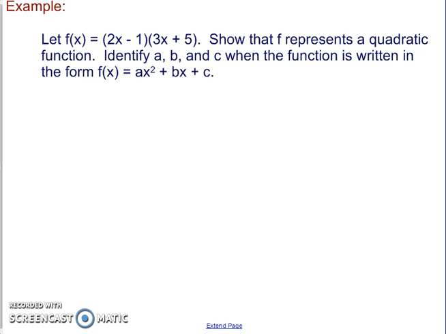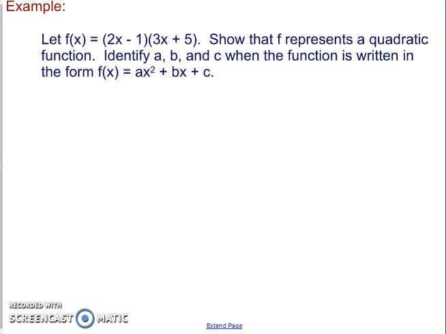So here we have two binomials. We have 2x minus 1 and 3x plus 5, and they're being multiplied together. We want to show that this represents a quadratic function. In order to do so, we're going to FOIL, and then we're going to identify a, b, and c based off of the standard form of a quadratic.